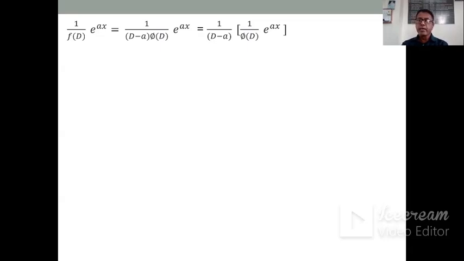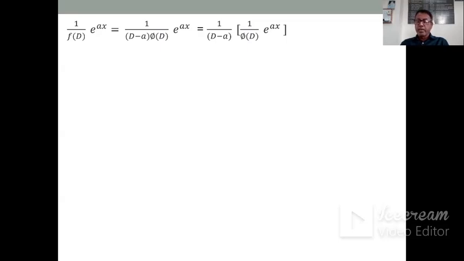We have seen that if f of a is not equal to 0, then 1 upon f of D operate on e to the power ax is equal to e to the power ax upon f of a. I will repeat this previous theorem statement again. If f of a is not equal to 0, then 1 upon f of D operate on e to the power ax is equal to e to the power ax upon f of a.